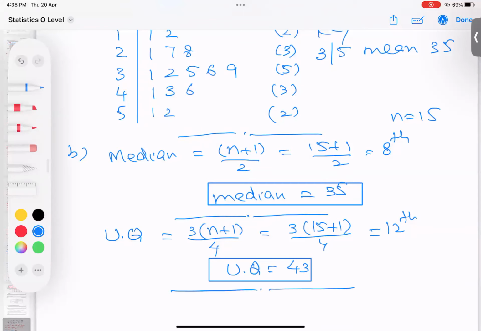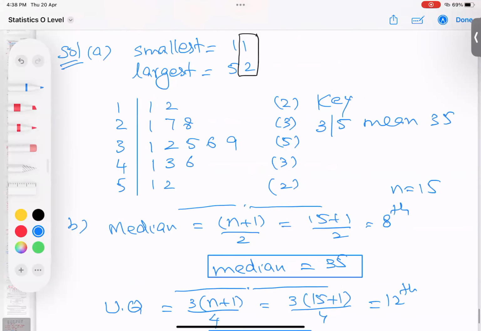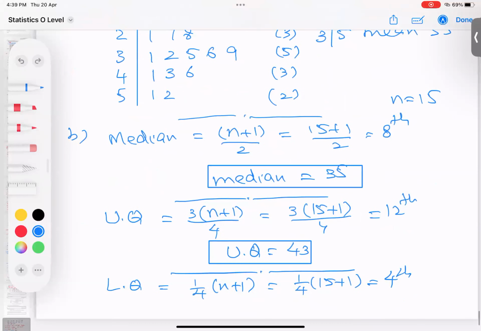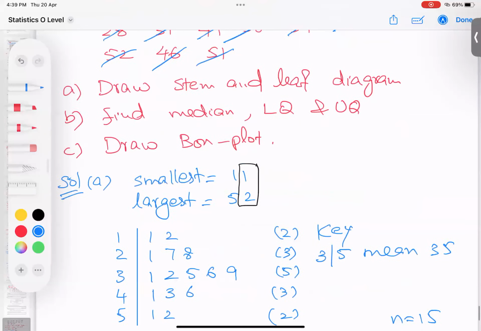Alhamdulillahi Rabbil Alameen. Let's talk about the lower quartile. The lower quartile formula is 1/4 of n plus 1. So 15 plus 1, 16. I got the fourth place. This is already two, this is the third and fourth. So 2 from here and 7 from here, 27. So the lower quartile is 27. Alhamdulillah, I believe all points are clear.